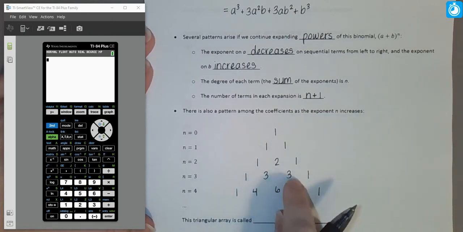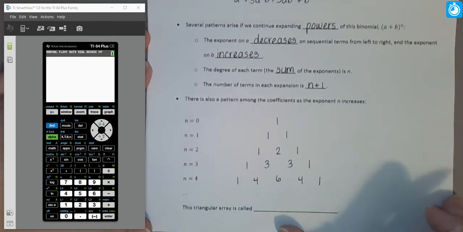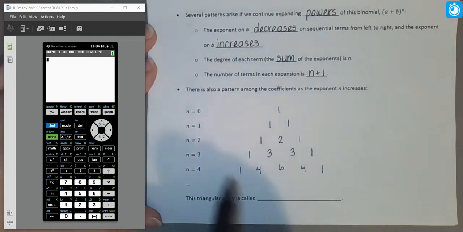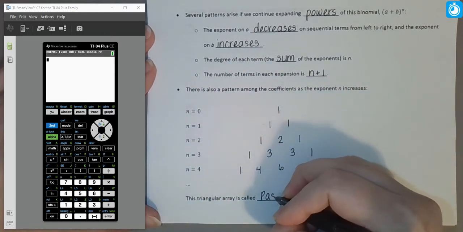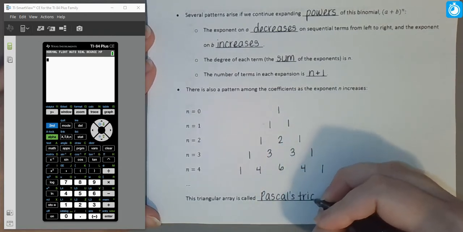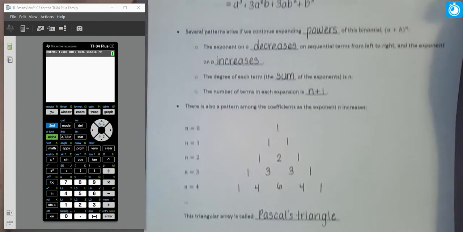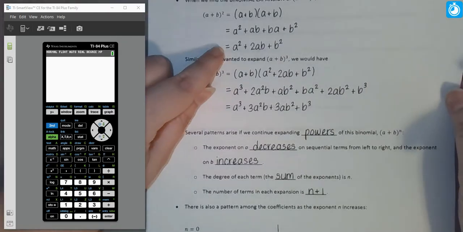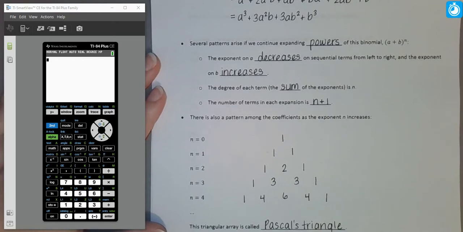So not only are we summing pairs of terms, but notice there's also going to be some symmetry involved as we go from left to right across the row. And the same kind of pattern would continue if we kept going. So this particular array of numbers arranged in a triangle has a name. It's called Pascal's triangle. And this triangle is going to be important because ultimately it gives us the coefficients associated with any binomial expansion that we want to evaluate.